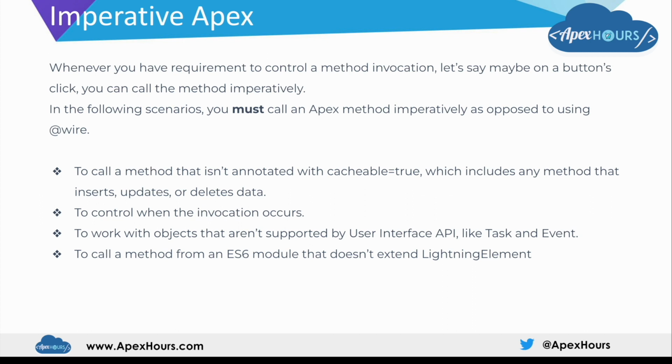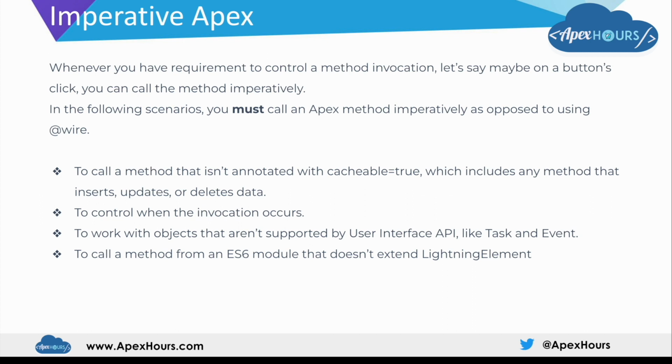Whenever you have to call a method that is not annotated with cacheable true, which includes any method that inserts, updates, or deletes data. So whenever there is a function which is not using cacheable data, to call that you have to use an imperative method. Because if it is a cacheable method, it needs to be called with the wire service, because wire will be using the reactive data to provide you the result from the database. But if it is not cacheable, then you can use imperative there.